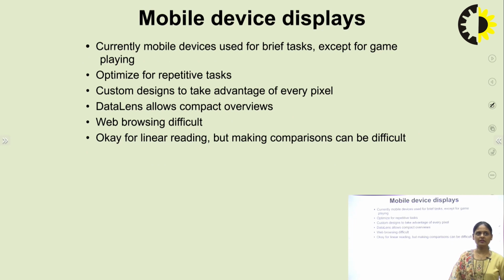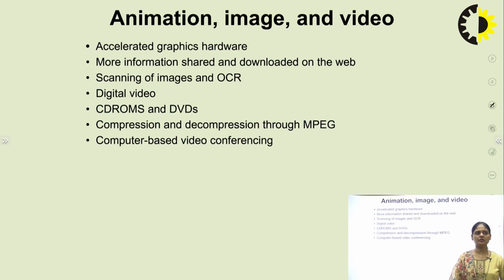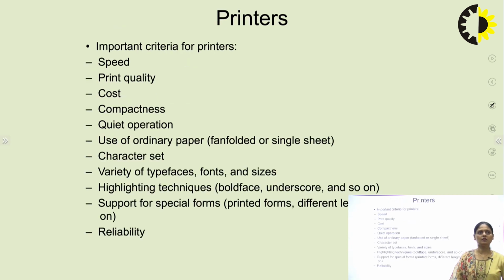Then mobile device displays. We all use mobiles and have displays. We can see animation, images, and videos on the screen. Digital video, DVD, and scanning of images all come under display. Similarly, when we go for devices, the printer is again one of the important devices.